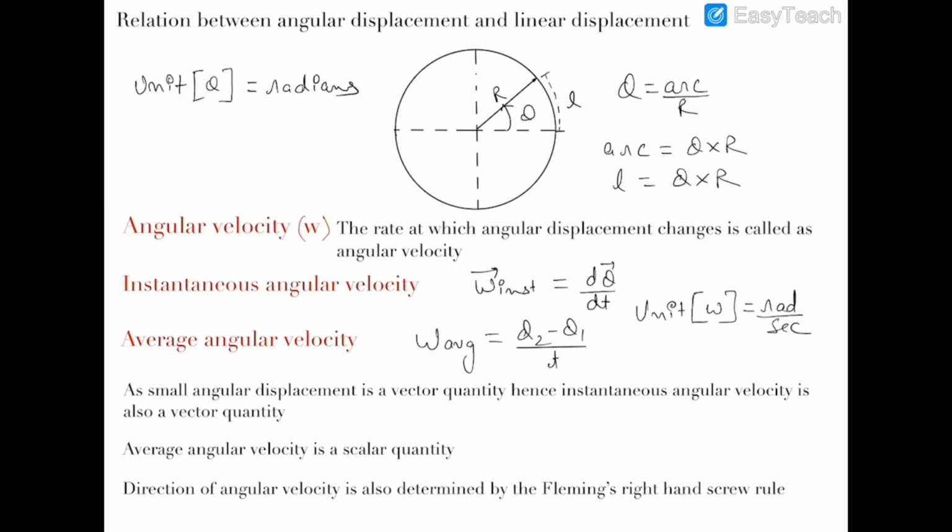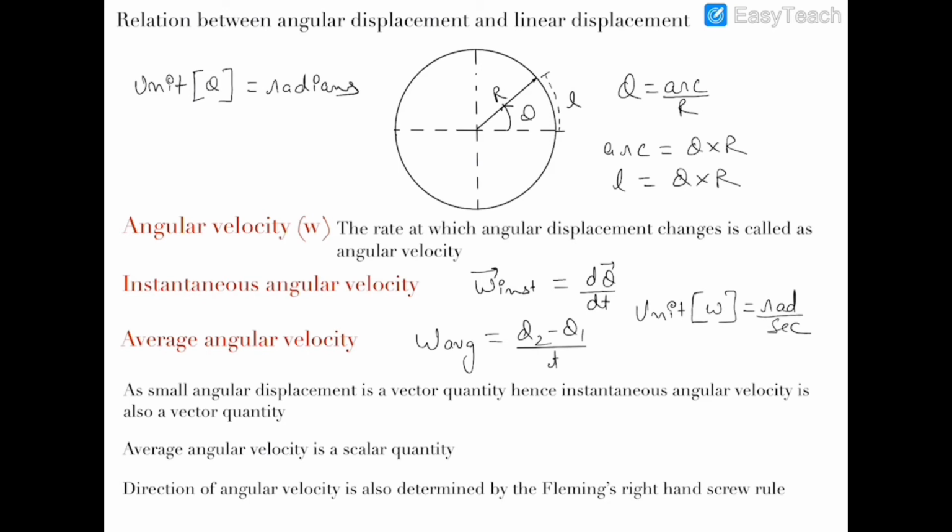Now moving further, the relation between angular displacement and the linear displacement. We know that in any circular motion, the length of the arc, the angular displacement theta and the radius are related by the formula theta is equal to arc upon radius, and arc is equal to theta into radius. So this arc length L will be equal to theta into r, and this is the relation between the linear displacement, which is this arc length, and the angular displacement, which is this theta.